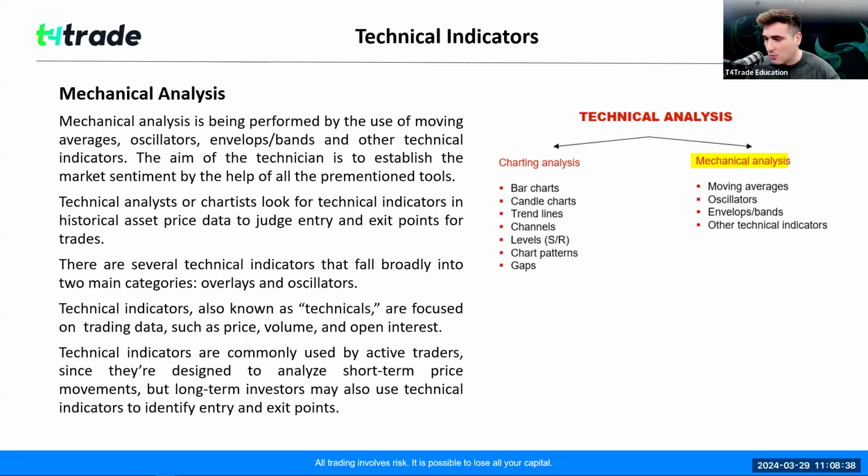We're going to dive deeper into all of these as we progress throughout the series. Technical indicators are known plainly as technicals, and are focused on trading data such as price, volume, and open interest. Those are the three main pillars, the three main aspects of technical analysis that we pay significant attention to in order to do our job much more efficiently. Price, volume, and open interest are named by importance. So price is the most important, followed by volume, and then open interest.